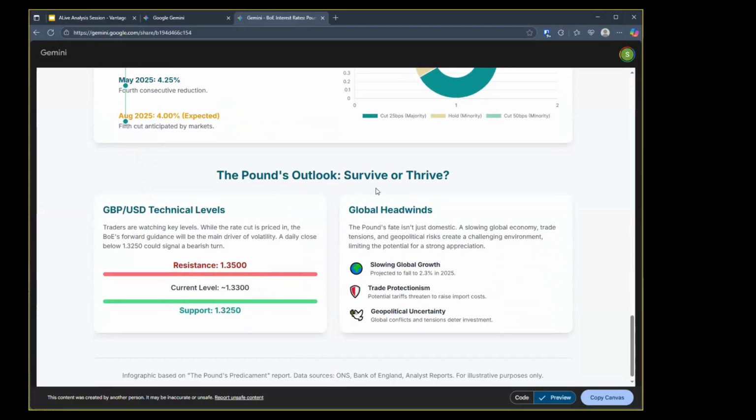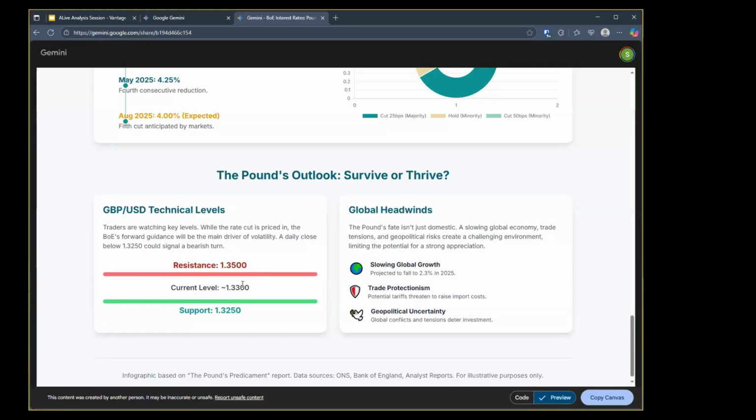Okay. So whether or not it will survive or thrive, that's up to you to decide given all this information. But this is, based on all this information, a standard AI reply. Okay, so we want to look at these few key areas that are being mentioned by Gemini.